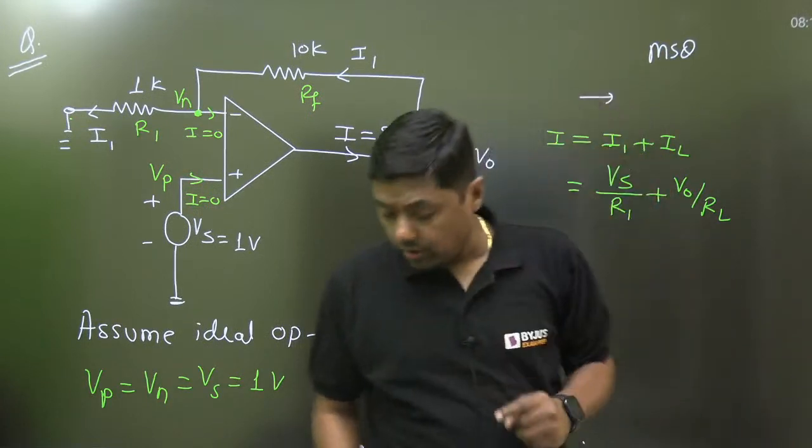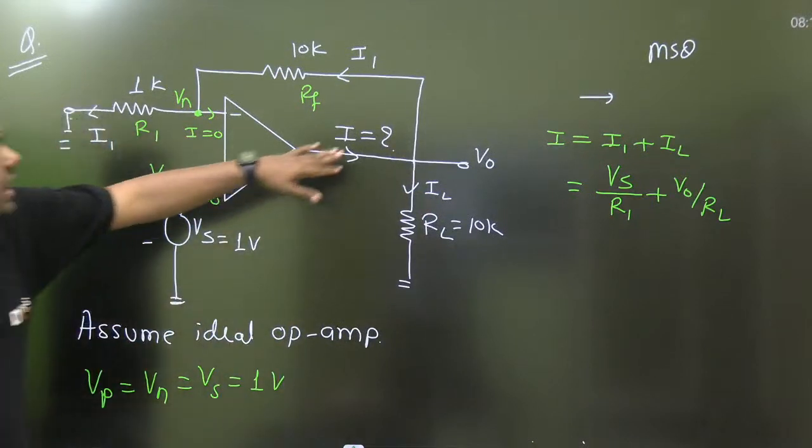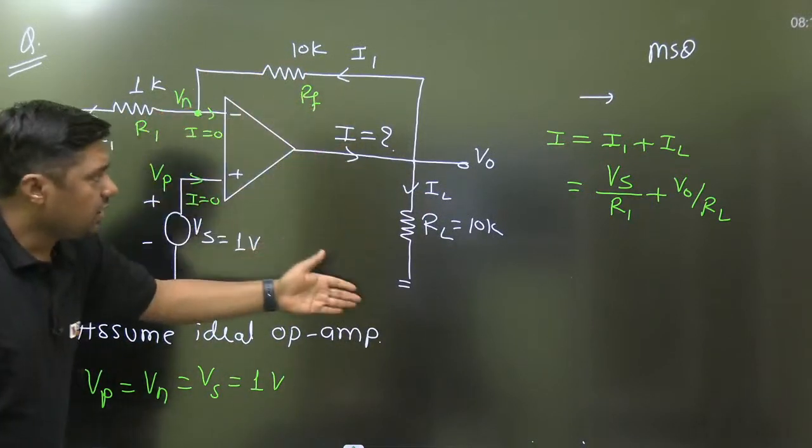Okay, so what is the answer here? 2.1 milliampere. Okay, I will check. Everyone give me the answer. What is the current here? So this is the I1, that is the IL, and that will be the sum.